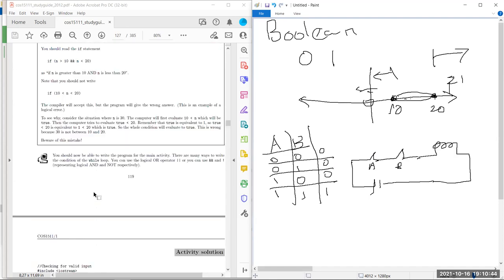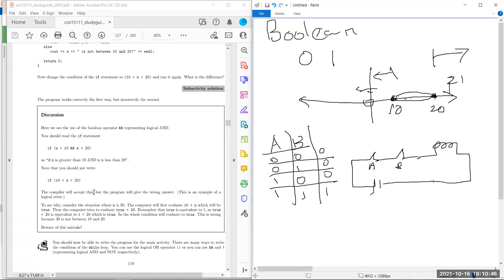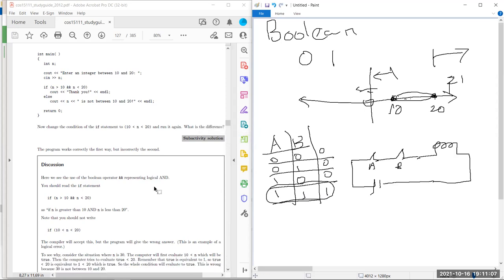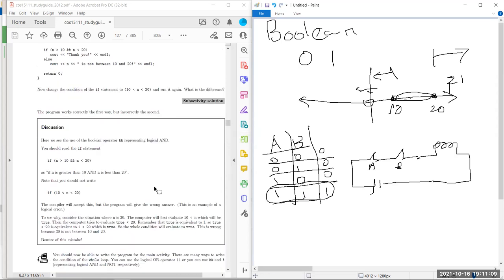I'm doing the AND first because it's here. Look at this where it says if n is greater than 10 and n is less than 20. So it'll only happen when this operation takes place, when both A and B are true or closed. In this instance out here, yes, Chantelle.